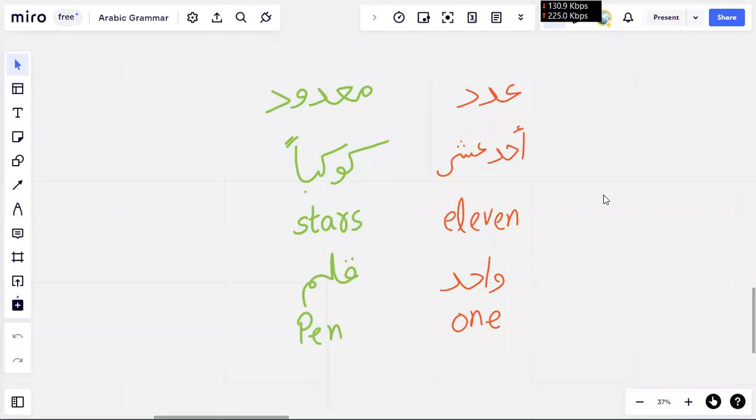Today we will learn some rules regarding adad and madud. Yesterday we studied what is adad and what is madud. So can anyone tell me what is adad and what is madud? Adad is number and madud is the thing which is counted. Okay.